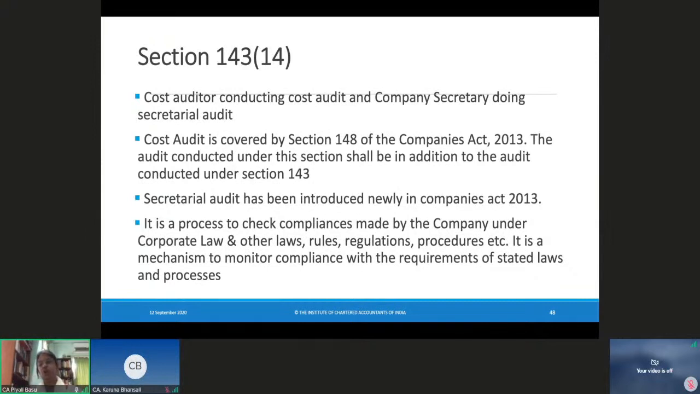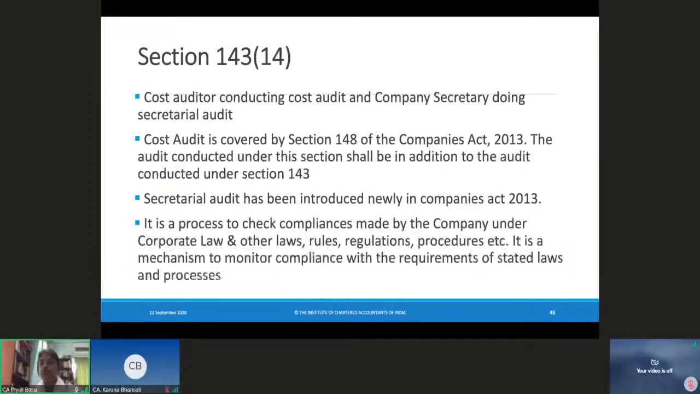Section 148 specifically talks about cost audit, which takes into consideration the various rules and regulations of the Institute of Cost Auditors. They also have their own rules and standards. So 148 talks about who can be the cost auditor, what standards they have to follow, and reporting, and this is separate from the audit under 143.